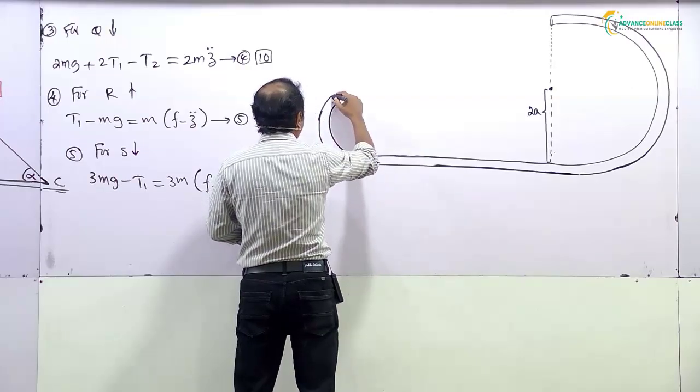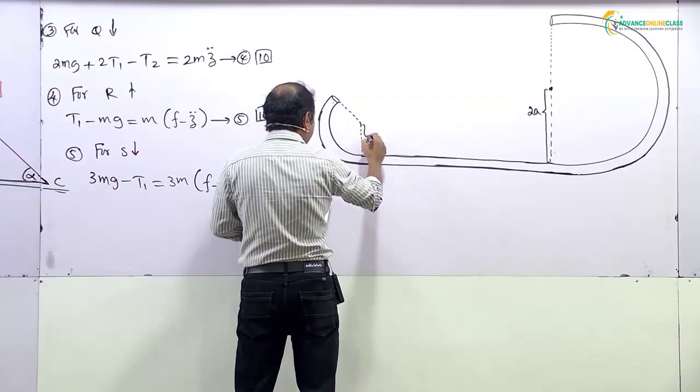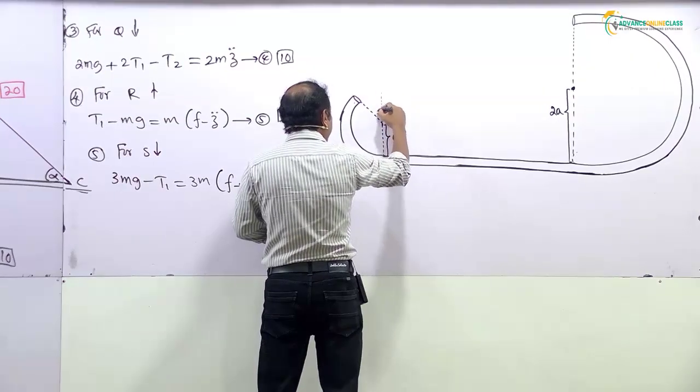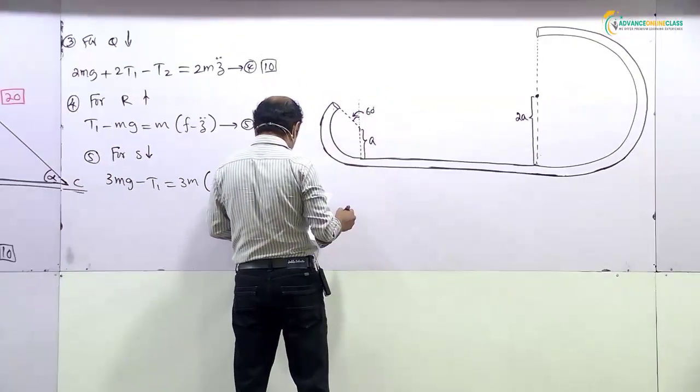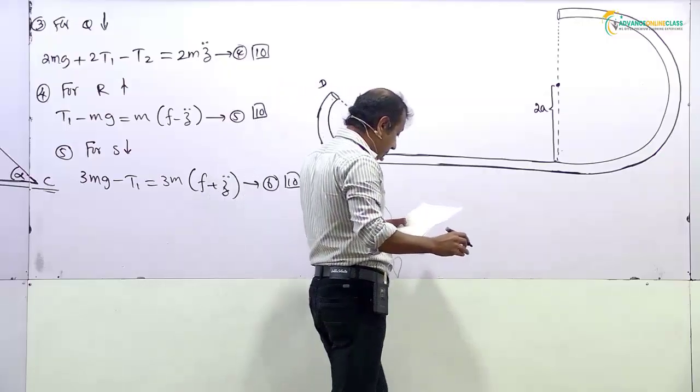Let me see. We have given this radius is A. This angle is 60. This point is D, C. This is B.